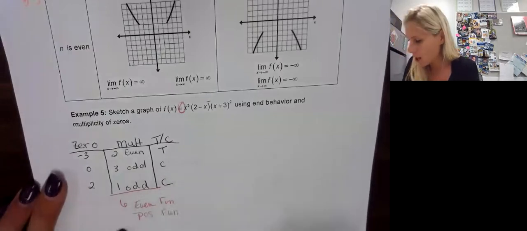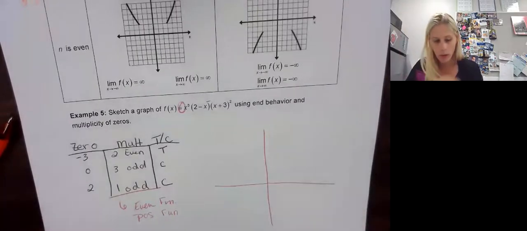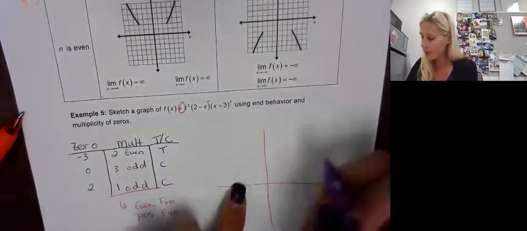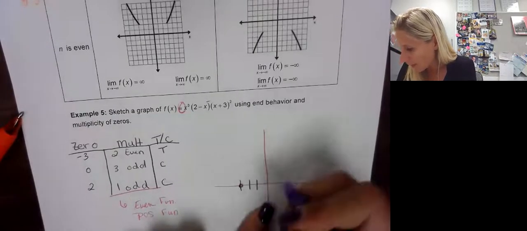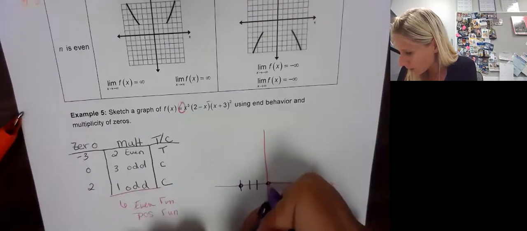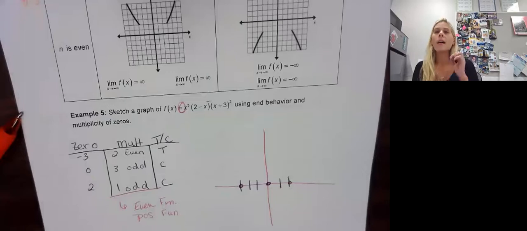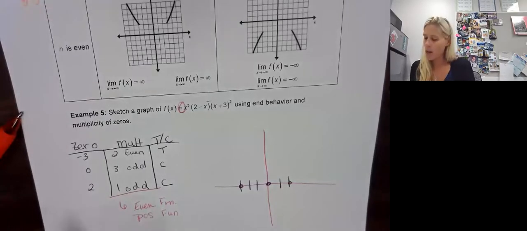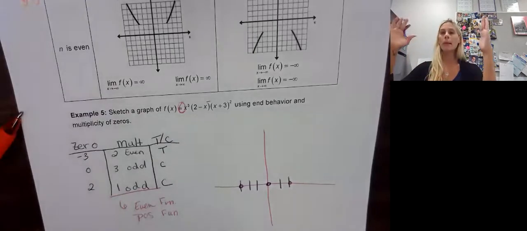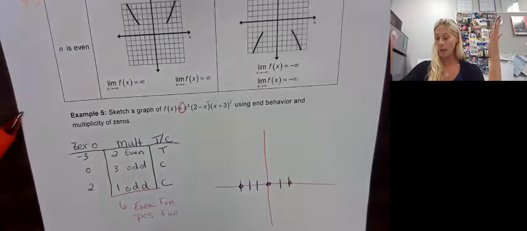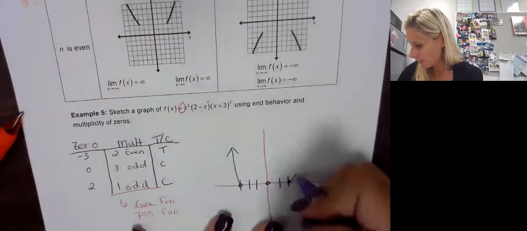Now, how does that help me graph? Well, the first thing I'm going to graph are my zeros. So I have a 0 at -3, I have a 0 at 0, and a 0 at 2. Then I graph my end behavior. It's an even function that's positive, so that means both my ends face up. So then I'm going to just face both my ends up.